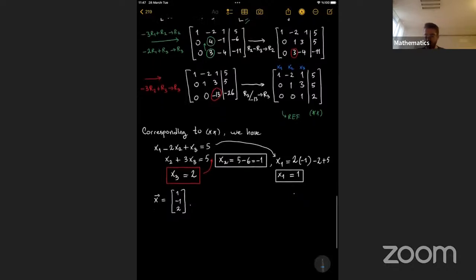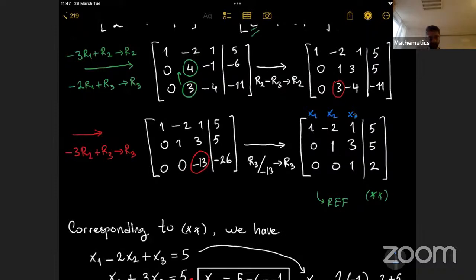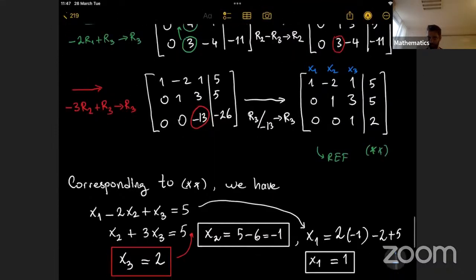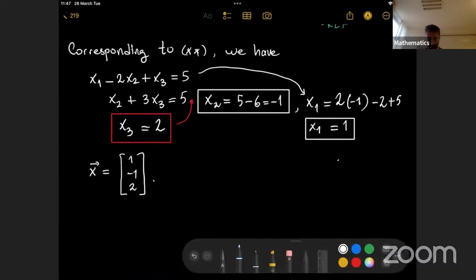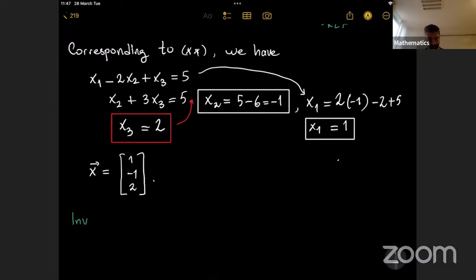Well, now let's talk about the inverse of a matrix. How do you find it? So this is inverting an invertible matrix. Remember that if the determinant is non-zero, then the matrix has an inverse. Now we will see how we can find the inverse of an invertible matrix.